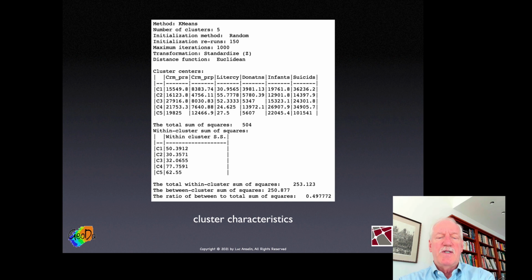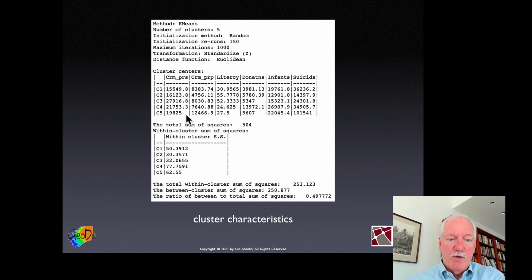So in GeoDa, this is the typical result of a K-means clustering. At the top, it gives you the method that is used, the number of clusters, the initialization method. I'll talk about that in a few minutes. It's not the default actually, but what I explained so far is a random start, so randomly pick k starting points. We repeat this 150 times and then pick the best one. And then the maximum iterations, so if we haven't found a point where there's no more improvement, then we stop after 1,000 iterations. The cluster centers for each of the variables are given here.